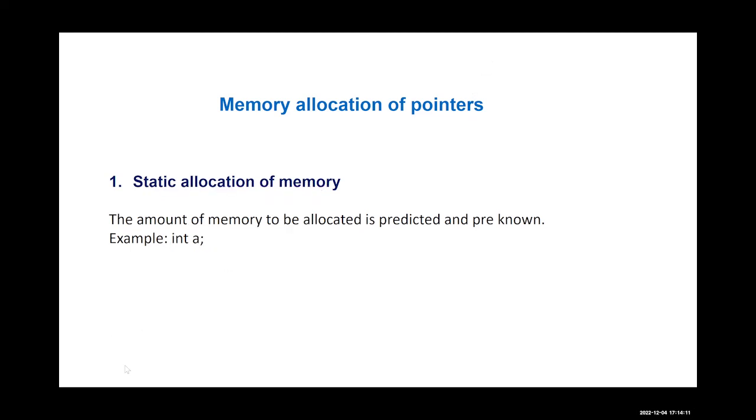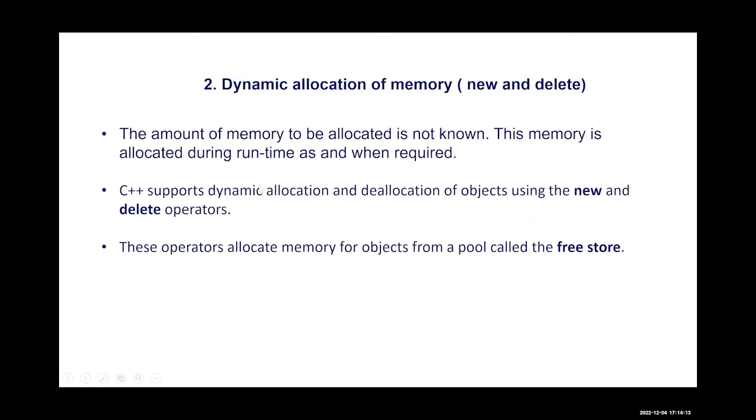Then what is a different kind of allocation we can use? Now that is called dynamic allocation of memory. So the amount of memory to be allocated is not known. You do not know beforehand how much memory you require. This memory is allocated during the runtime.